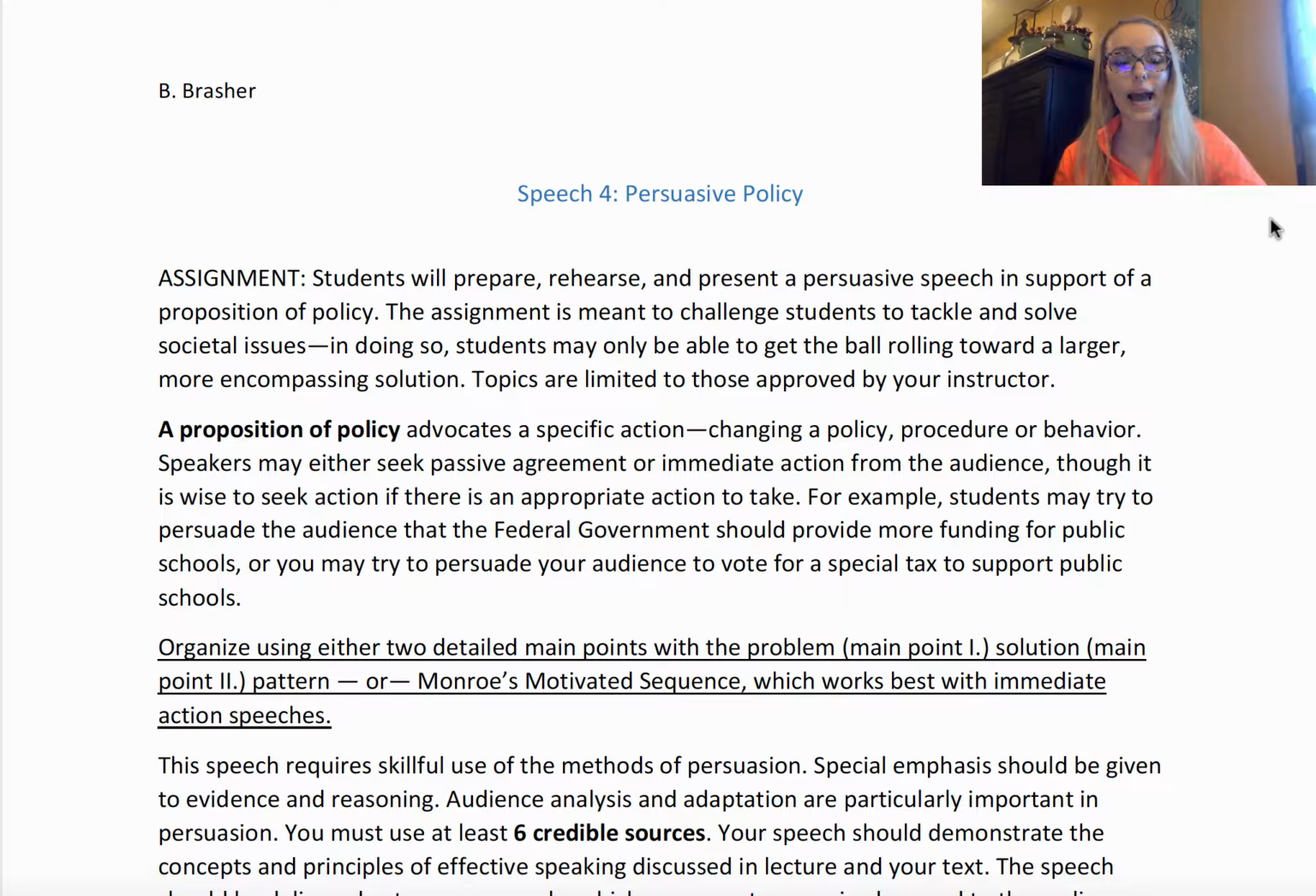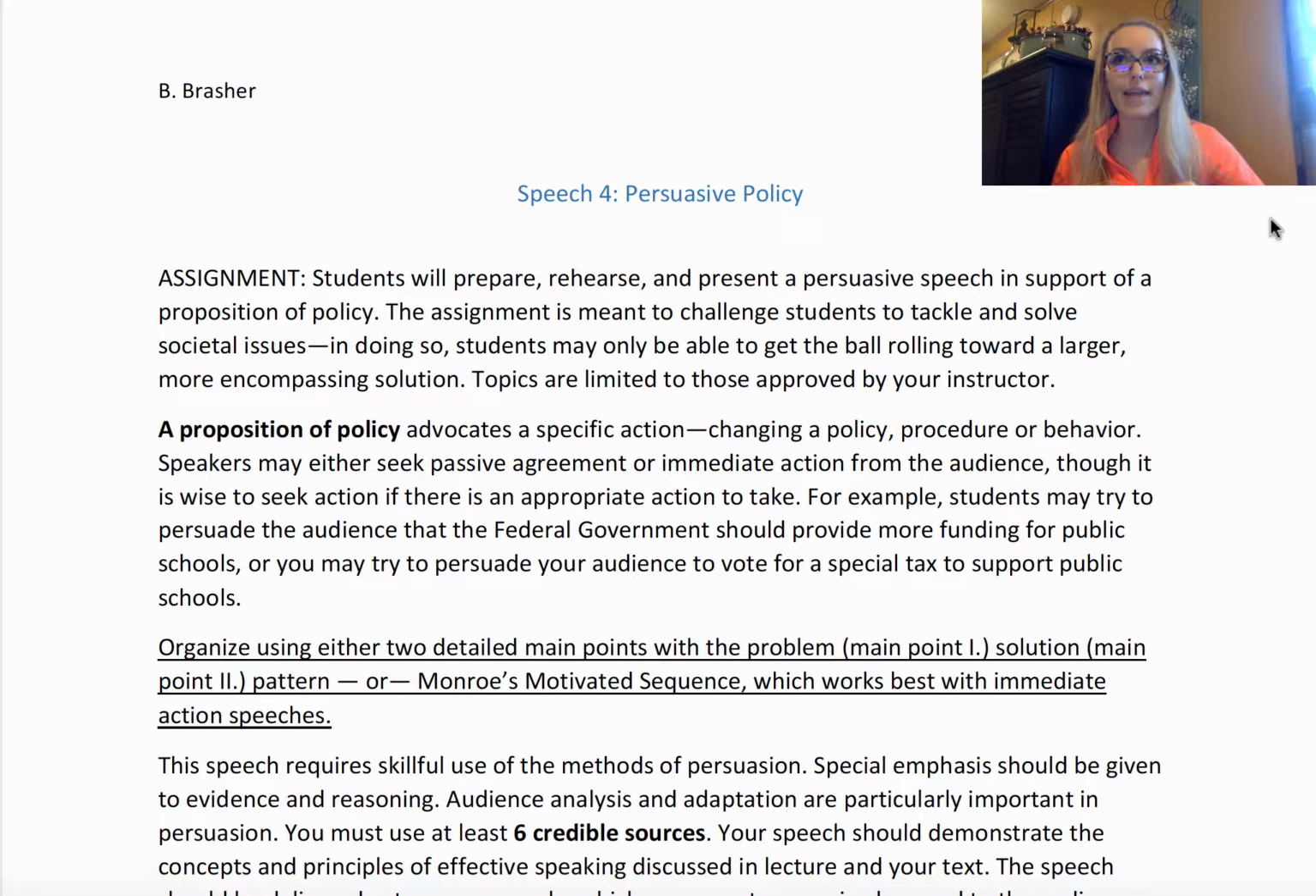Or you have immediate action, which is where we as audience members actually can implement that change. So maybe you want us to recycle, maybe you want us to become organ donors, maybe you want us to donate money or time to a certain cause, those kinds of things. So it's where we as public speaking students can actually, right after the speech, go out and make that change. Sometimes, guys, you might actually be able to combine passive agreement and immediate action, which I'm okay with.